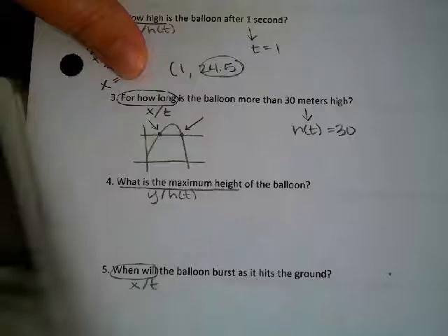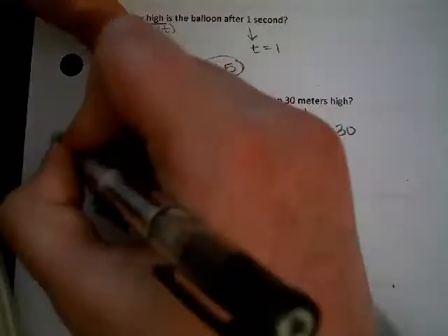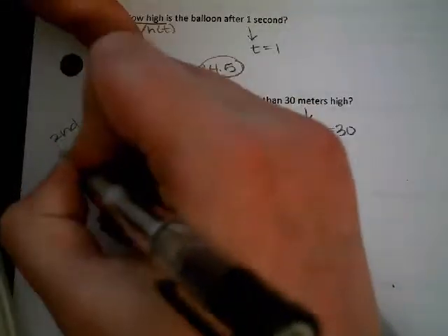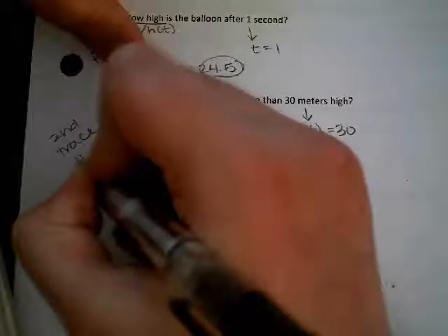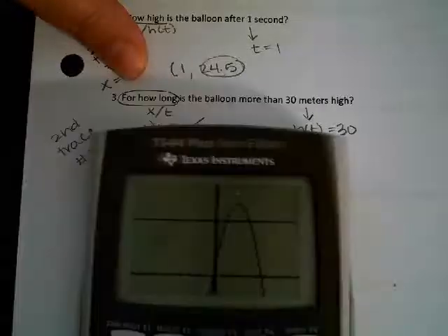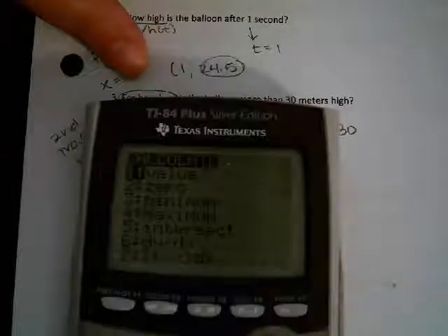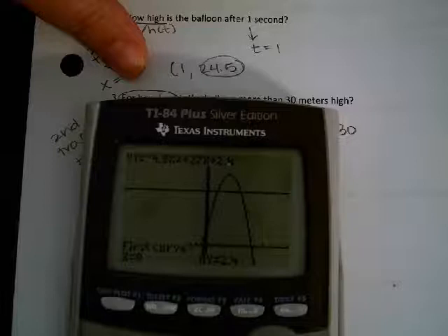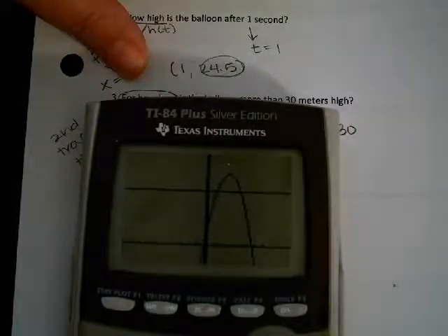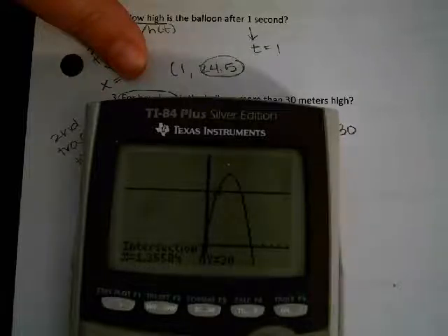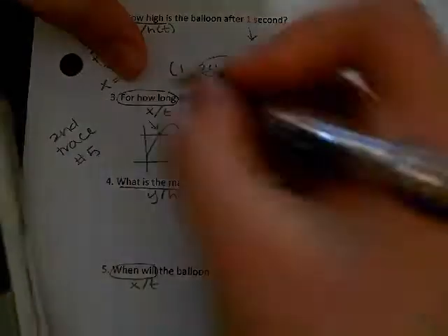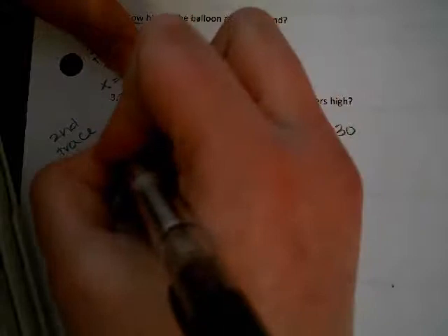So I'm going to do second trace, number 5, to find those 2 intersections. Okay, so second trace number 5, and I'm going to go ahead and find the first one. Enter, enter, enter. There's the first one. 1.35584. And I'm writing all the decimals down because I don't want to round until the end of the problem. So I'm just writing all my decimals now.